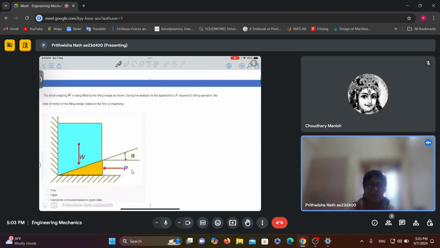So the first problem: the block weighing W is being lifted by the lifting wedge as shown. During the analysis for the applied force P required for the lifting operation, the state of motion of the lifting wedge relative to the floor is impending. It is true.